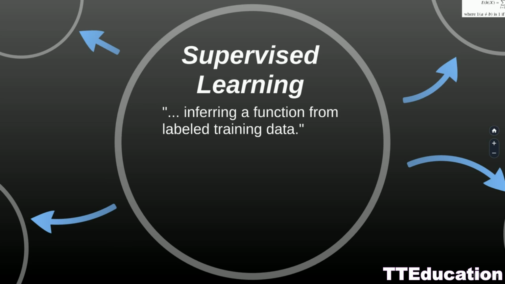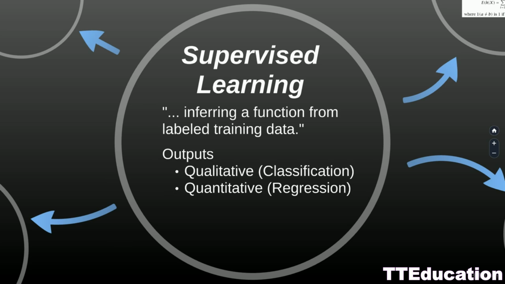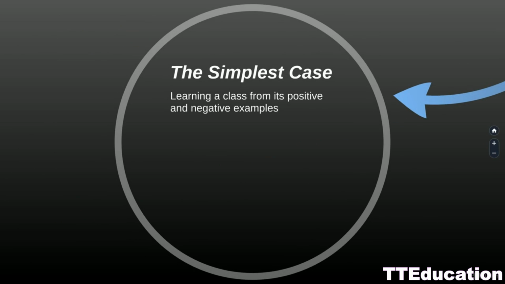There is a distinction in supervised learning between the outputs. We have qualitative outputs and quantitative outputs, and this distinction has led to a naming convention for the prediction task: regression when we predict quantitative outputs, and classification when we predict qualitative outputs. So we're going to dive into those in more detail. We'll see that these two tasks have a lot in common, and in particular, both can be viewed as a task of function approximation. And that is why supervised learning is inferring a function. These are really function approximations. So let's get started with the simplest case, learning a class from its positive and negative examples.